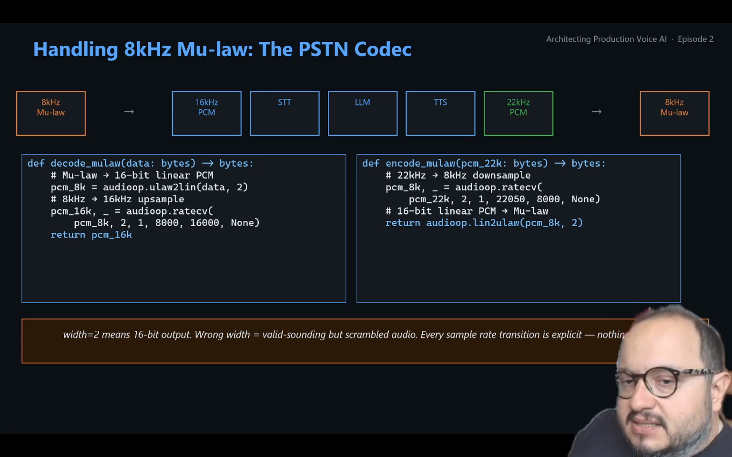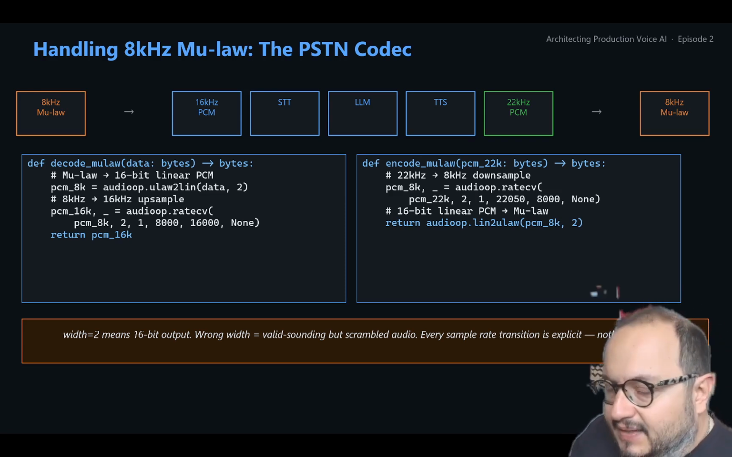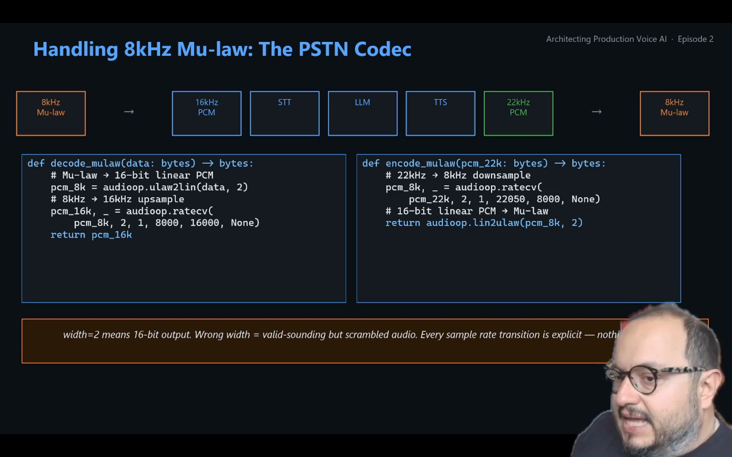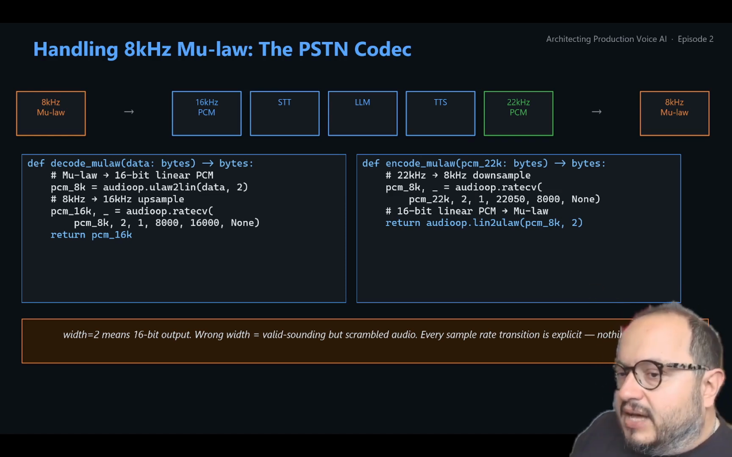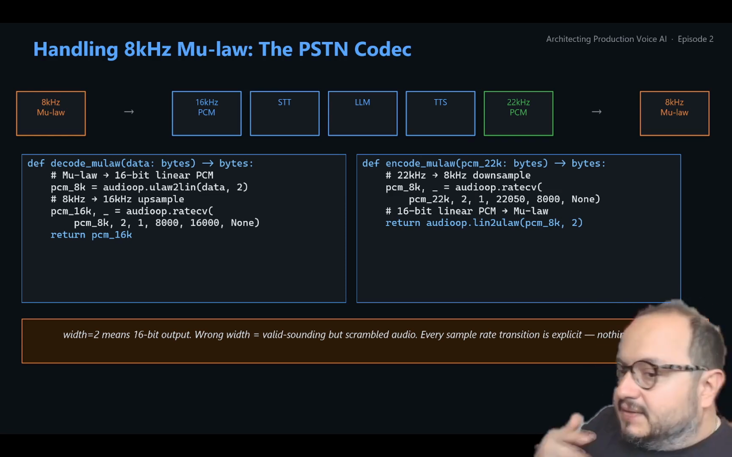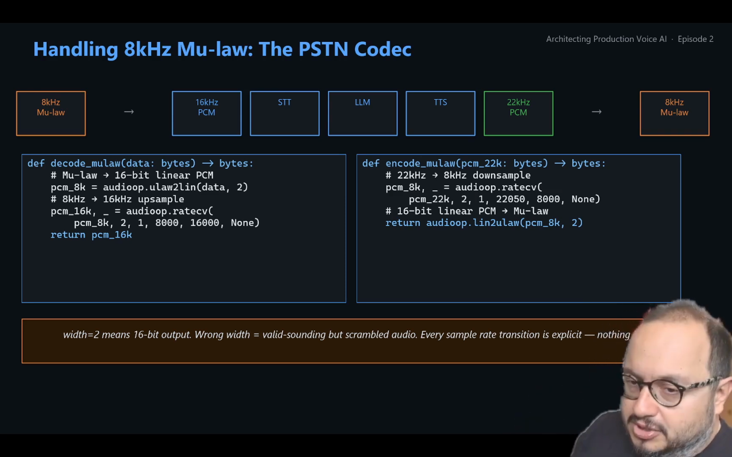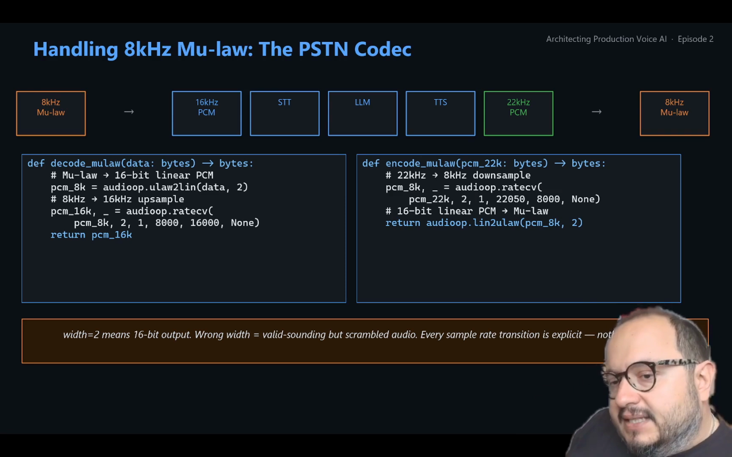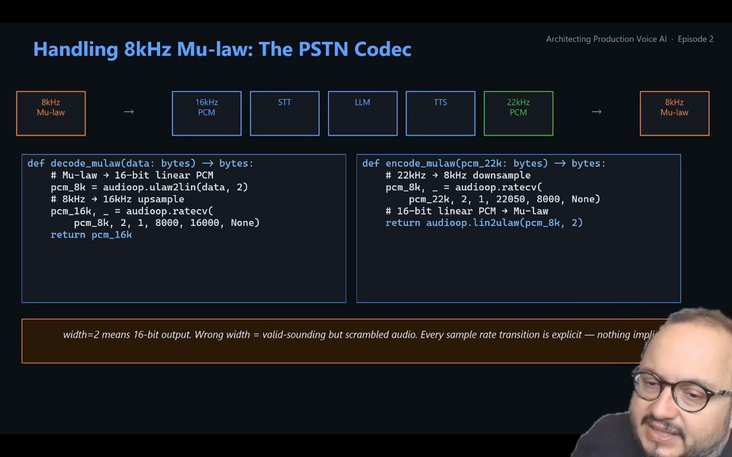The second is the sample rate chain. You have three sample rates in the system: 8 kHz from Twilio, 16 kHz for STT, and 22 kHz from ElevenLabs. Each transition requires explicit resampling. If you skip a step, for example, if you feed 8 kHz audio directly to an STT service configured for 16 kHz, the transcription will work, but everything will sound like it's in slow motion, like this. The STT model interprets the lower sample rate as a slow speaker, and the word boundaries shift.